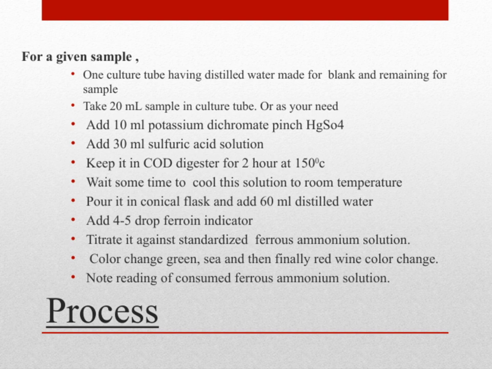Then, add 4 to 5 drops of ferroin indicator, which will help us identify the endpoint during titration. Now, titrate this solution against a standardized ferrous ammonium sulfate solution. As you titrate, you'll observe a color change, starting from green to sea green and finally turning into a red wine color. This indicates the endpoint has been reached.